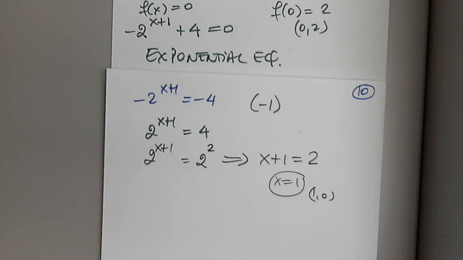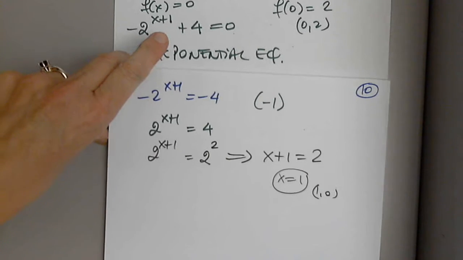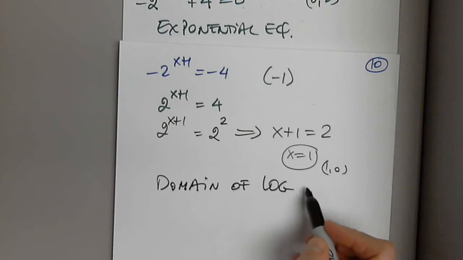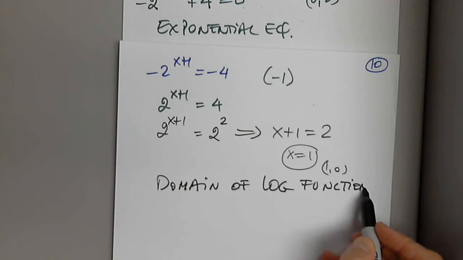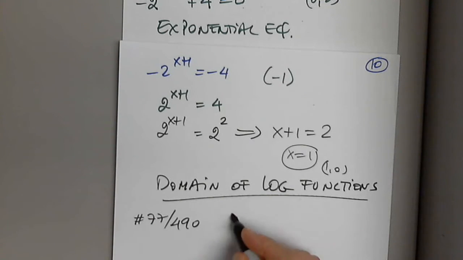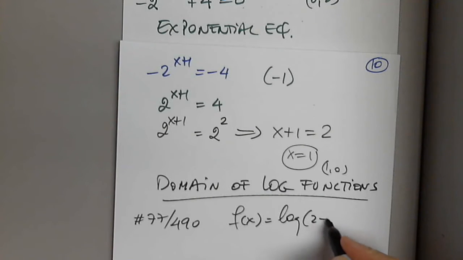Okay, so we continue with 4.2, and we are going to look on page 490. Let's talk about the domain of log functions. Let's start with number 77 on page 490. We are given f(x) = log(2 - x).